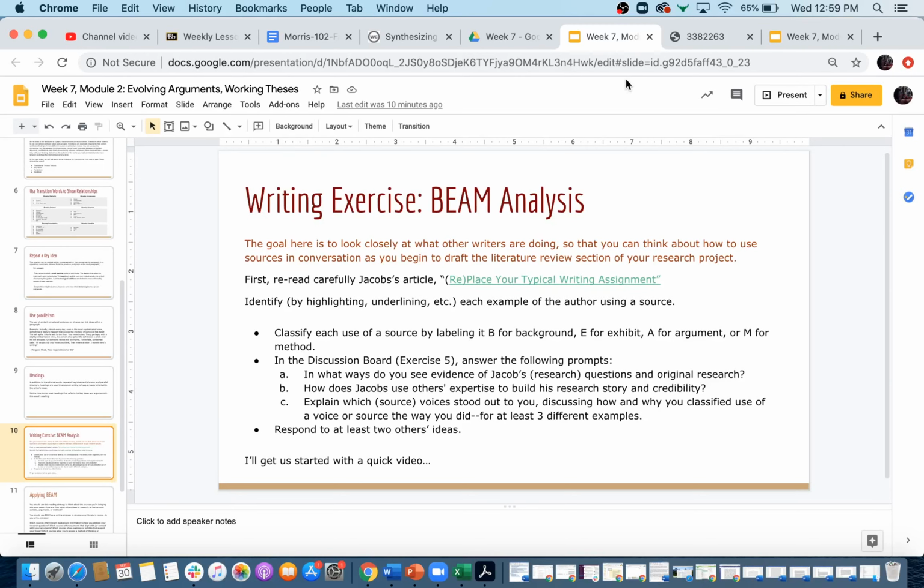This week, I'm asking you to do some analysis of the Jacobs article, which we read the first week. And what I'd like to see you doing is thinking about how Jacobs uses sources. So, is he bringing in different source voices as background information, as example or exhibit, as argument, or as method?